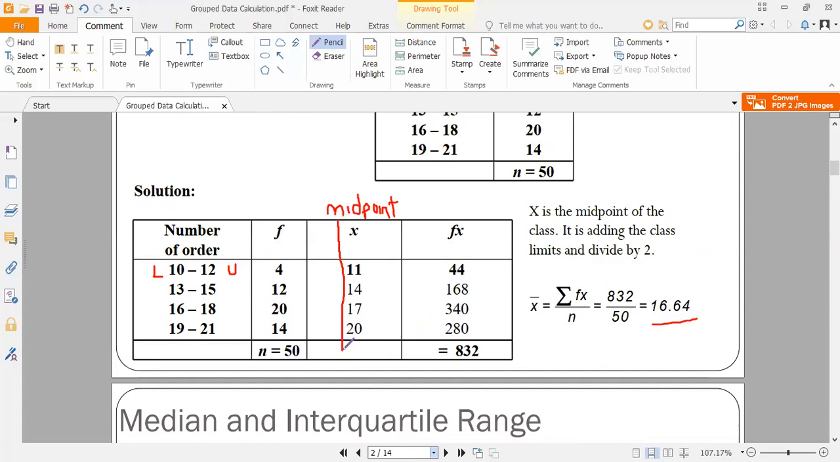Okay, we need to find the cumulative frequency for this column here. So cumulative frequency, we start with the 4. What next number do we get here? We add 12 to 4. We get what? 16. Then 16, we add 20, 36. We add 14 to get what? 50. Yes. Then to find the median, what's the first thing we need to do?